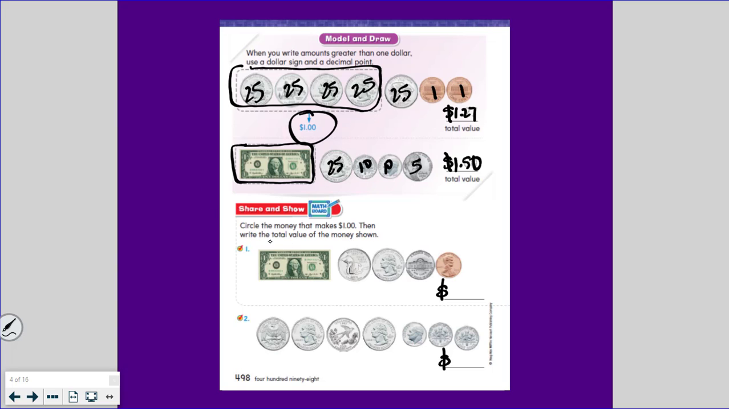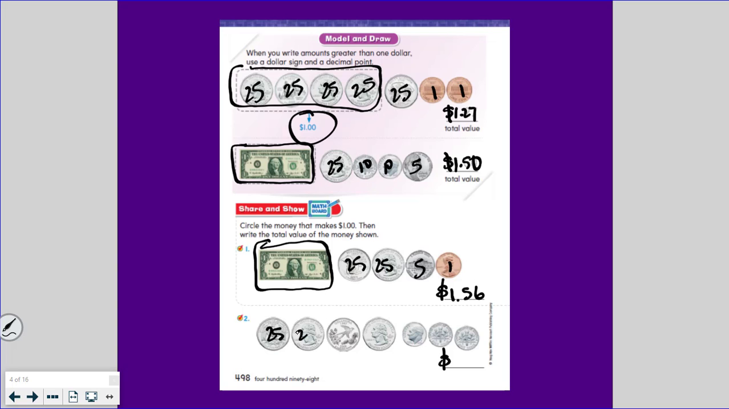So first thing we did was circle the money that makes $1. So $1. And so this is a quarter, nickel, penny. So that's 50, 55, 56. So $1.56.